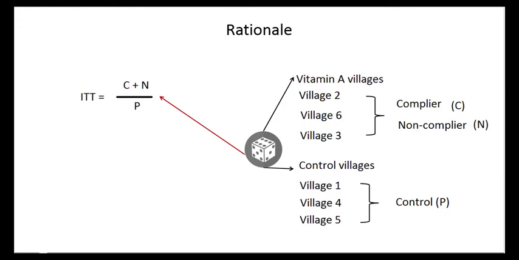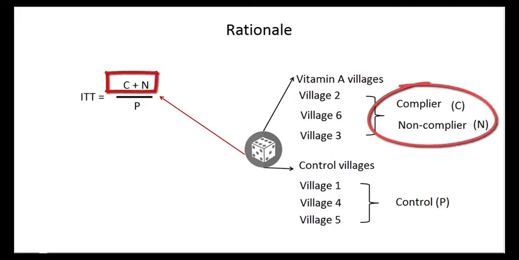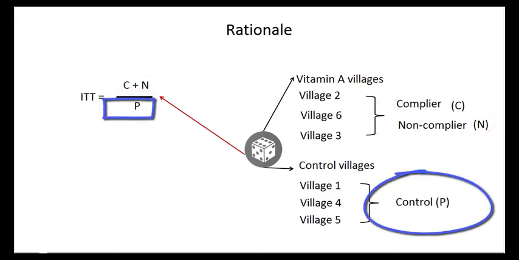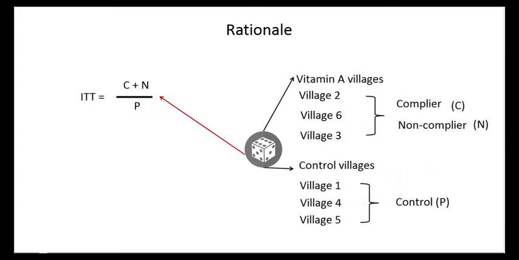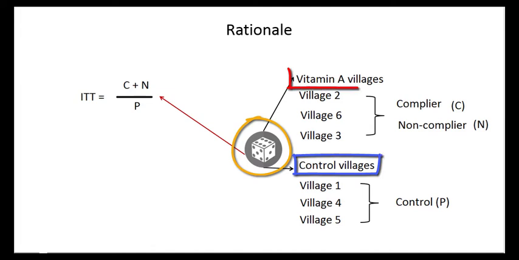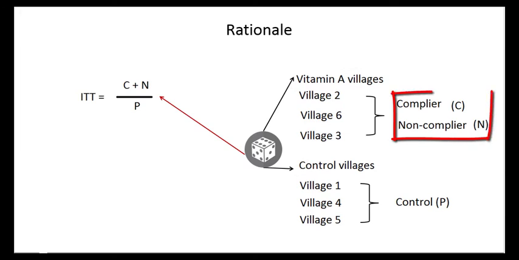Data from these trials are popularly analyzed using the intent to treat, or ITT, analysis. ITT analysis does not care what happened after the randomization. This analysis would compare children in the vitamin A villages, or C plus N, versus children in the control villages, or P. Here, ITT analysis compares groups of patients based on their treatment group assignment at randomization and does not consider whether the participants actually took the treatment as intended in the protocol.